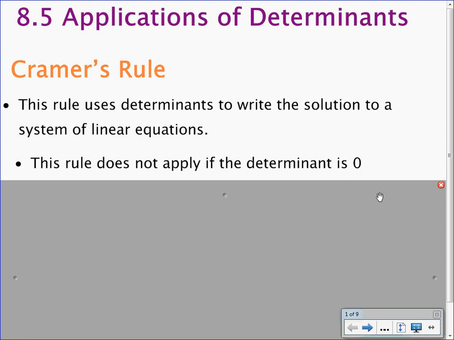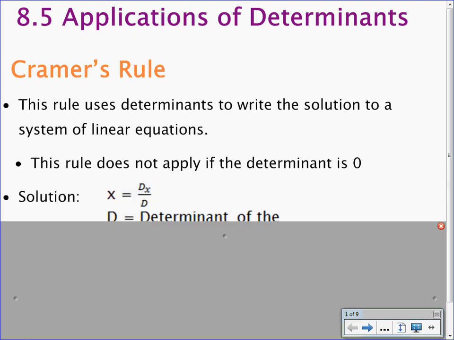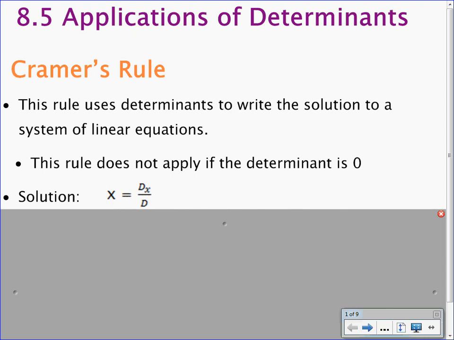We have to use different methods. There's no other method that solves this. This is number 6 for our options of solving systems. So here's how we do it. For each variable, we're going to take what's called the determinant of x over the determinant of the system.